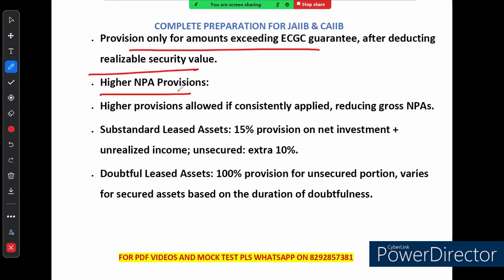Now, high NPA provision: banks can set aside more money than required for bad loans if they do this consistently. This helps reduce the overall bad loans on their books. For a substandard lease asset, the bank must set aside 15% of the loan amount plus any unpaid interest, and if the asset is unsecured, then an extra 10% provisioning. And finally, for a doubtful lease asset, the bank needs to set aside 100% of the loan amount if it is unsecured, and for a secured asset, the provisioning depends on how long the loan has been doubtful. Remember, these are very important points, right? So these measures help banks stay prepared and minimize their risk from bad loans.